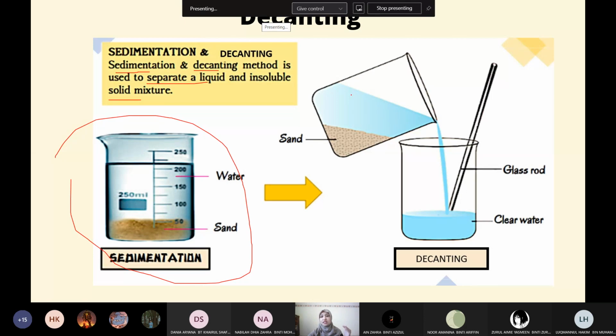Maksudnya we can just throw, kita keluarkan, we remove the water, okay, and nampak ni, water flow into this beaker and then sand is left behind here. So this is decanting. Actually we use this technique, we use this method in our daily life pun. Alright, so we can separate lah water from sand. Alright, so this one settle.